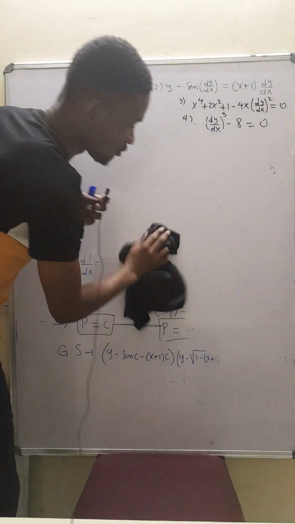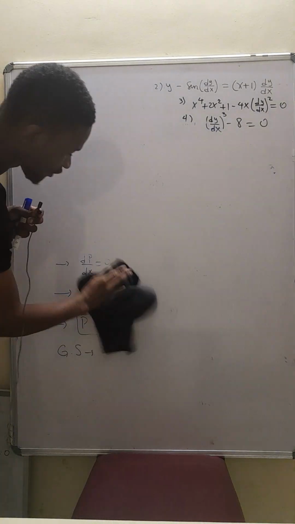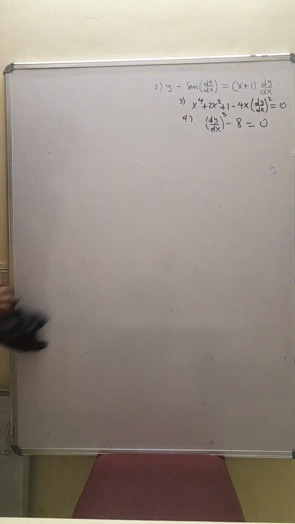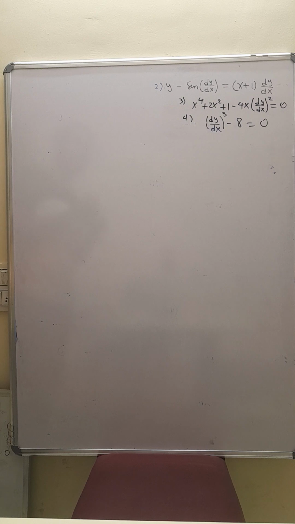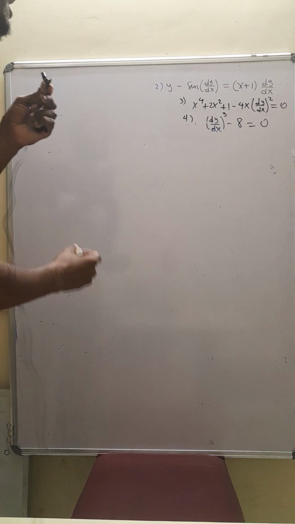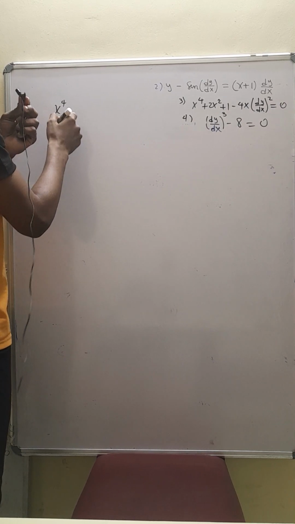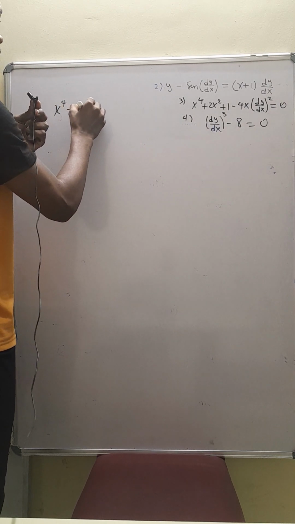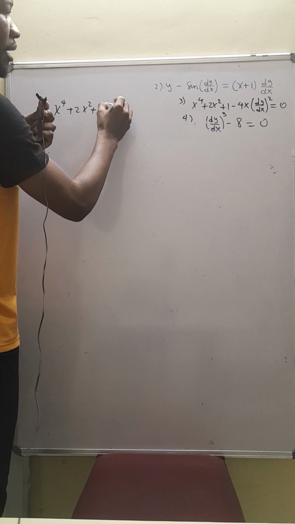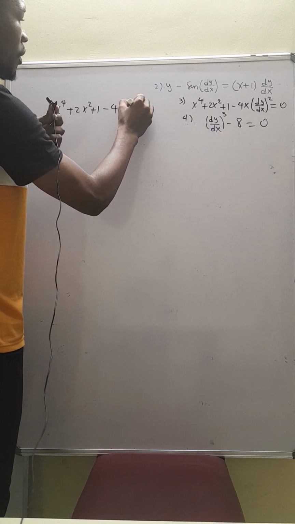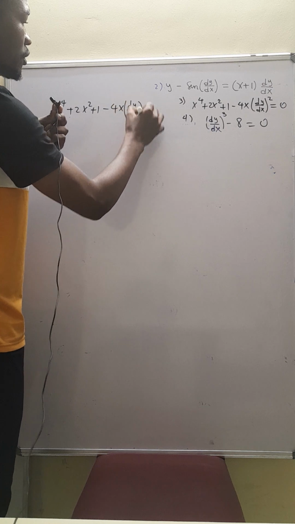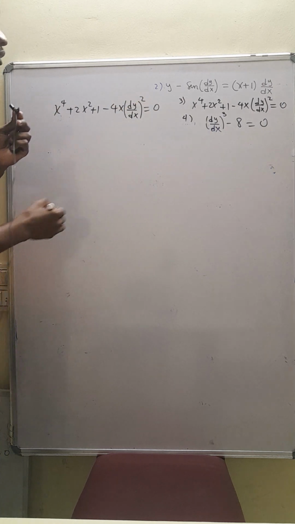The more we practice, the more exercises we solve, the more enlightened you will get, and things will be easy for you to solve. The next exercise is this: x raised to 4 plus 2x squared plus 1 minus 4x dy dx, all squared, equal to 0.